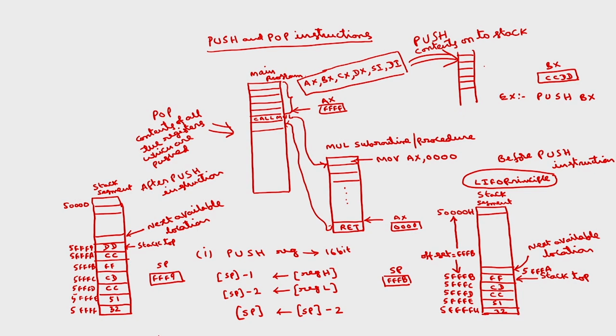What is the address of this with respect to the stack pointer? The stack pointer is here, FFF9. So the contents of the stack pointer have to be transferred to the lower order register, and the contents of stack pointer plus 1 have to be transferred to BH. Then once this DD is transferred and CC is transferred, what will be the contents? The stack top becomes again the same old FF. And what will be the stack pointer? FFFB. Compared to this FFF9, FFFB is equal to this plus 2.